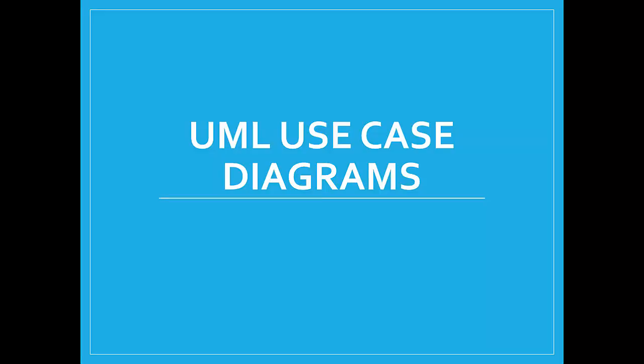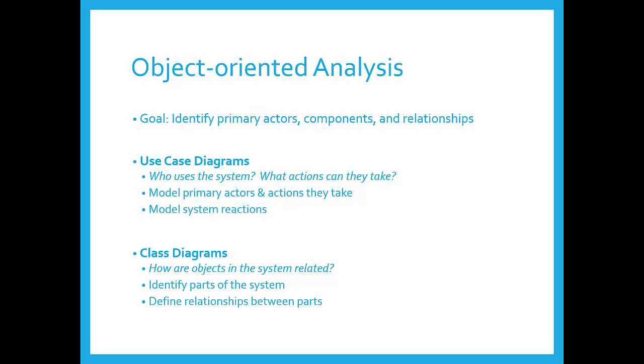UML use case diagrams help us to plan the features of our system by identifying how all of our users will interact with the system. Use case diagrams are the second type of UML diagram that we will use in this course and represents a high-level analysis of our system. With our use case diagrams, we want to identify how users will interact with the system.